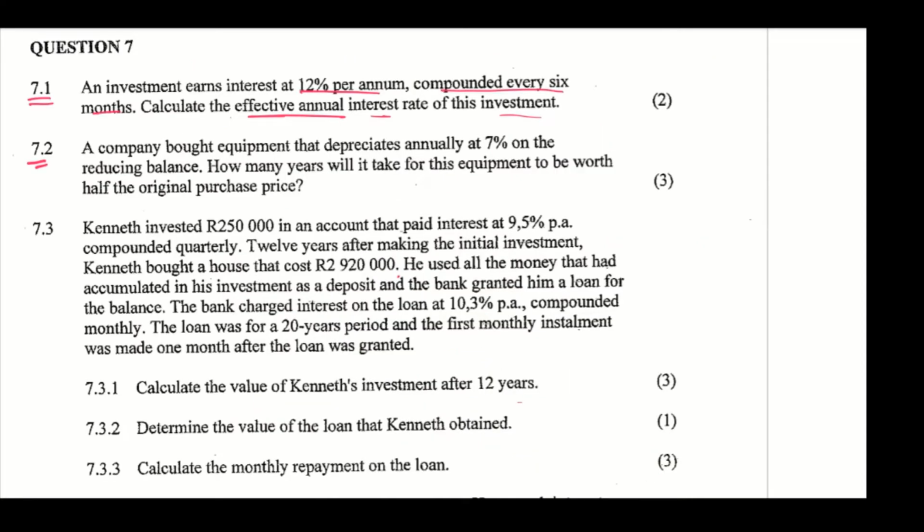7.2, a company bought an equipment that depreciates at 7% on a reducing balance. How many years will it take for this equipment to be worth half its original price? So we are told that this equipment depreciates at 7%, right? And another thing that we need to note is that they say that the A is going to be half its previous price, right? So we're going to use our compound interest formula. Why? Because this is a reducing balance.